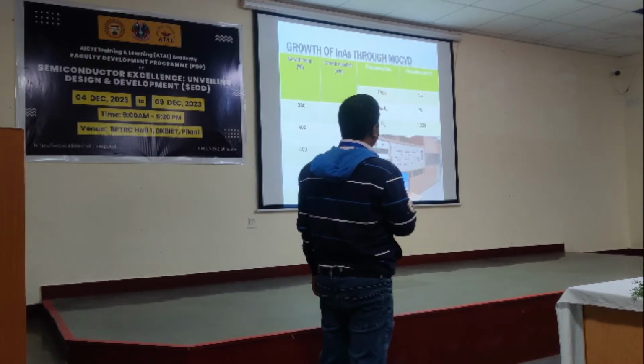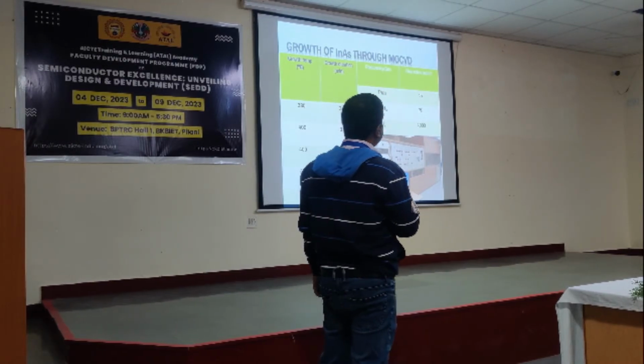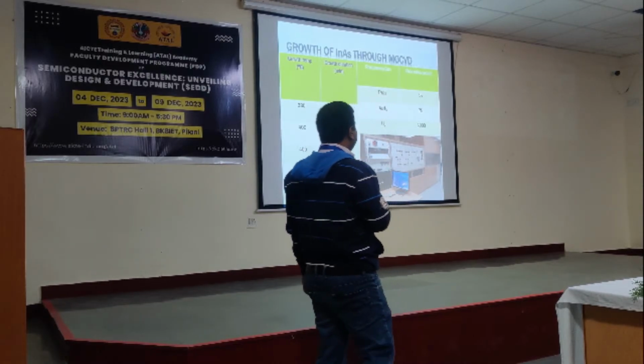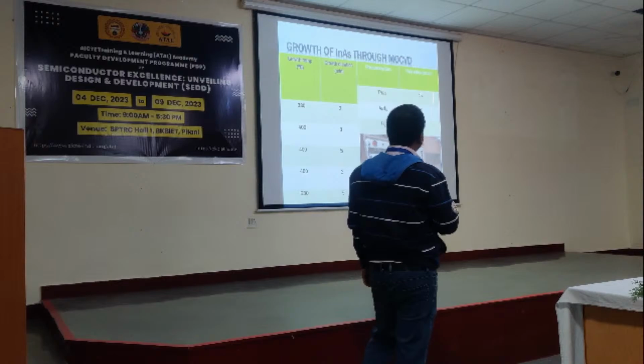Indium arsenide and arsine are there, and this hydrogen will act as a carrier gas. This hydrogen carrier gas will flow this and this into the reaction chamber. This is actually the reaction chamber of a typical MOCVD system. All the parameters will be controlled in the PC. You have to set the flow parameters, growth temperature and growth duration.